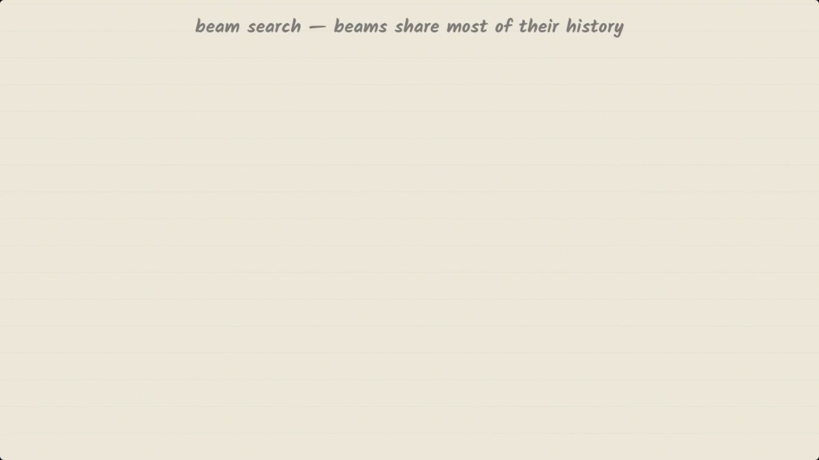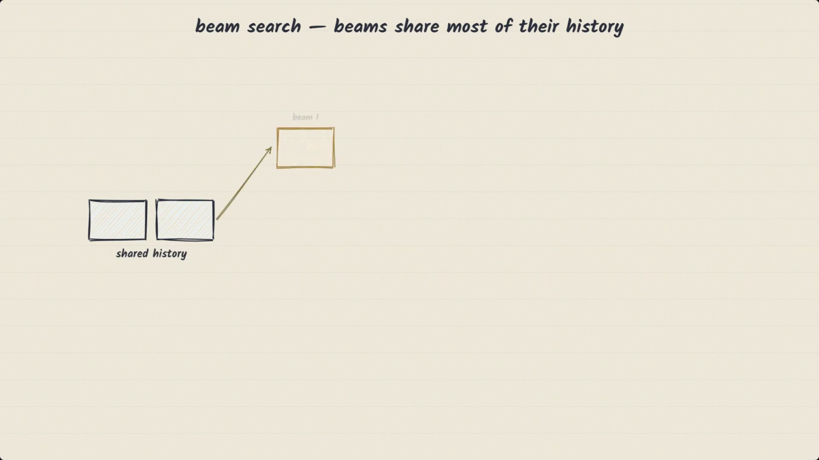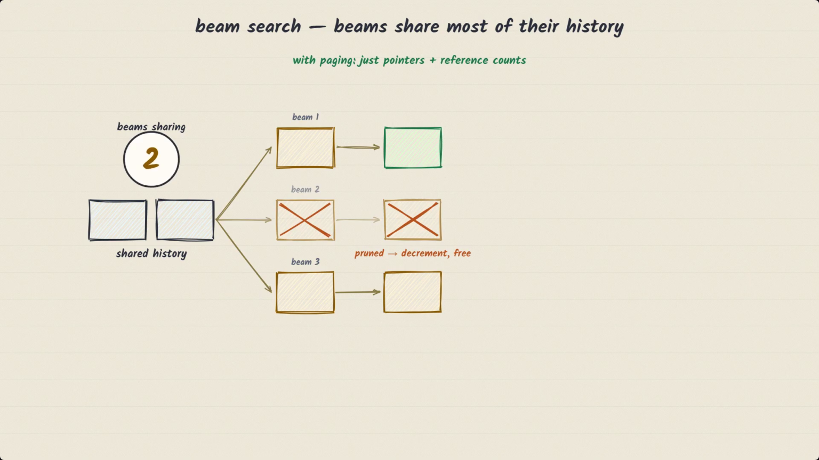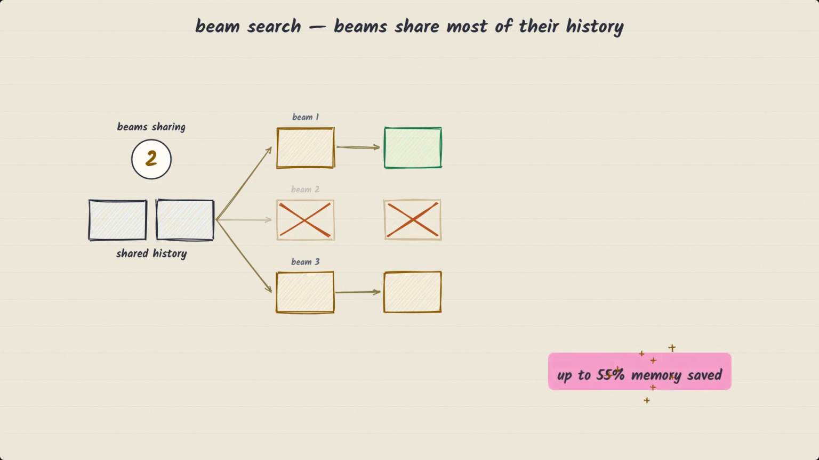Beam search pushes this much further. The beams don't just share the prompt. They share most of their generated history too, and the sharing pattern churns every single step as beams branch and get pruned. In a contiguous world, you would be copying gigantic KV tensors around constantly just to keep beams organized. With paging, it's all pointers and reference counts. Shared blocks stay shared. A beam that diverges copies exactly 1 block, and a pruned beam simply decrements counts, freeing whatever no beam points at anymore. The paper measures up to 55% of the KV memory saved on beam search this way.